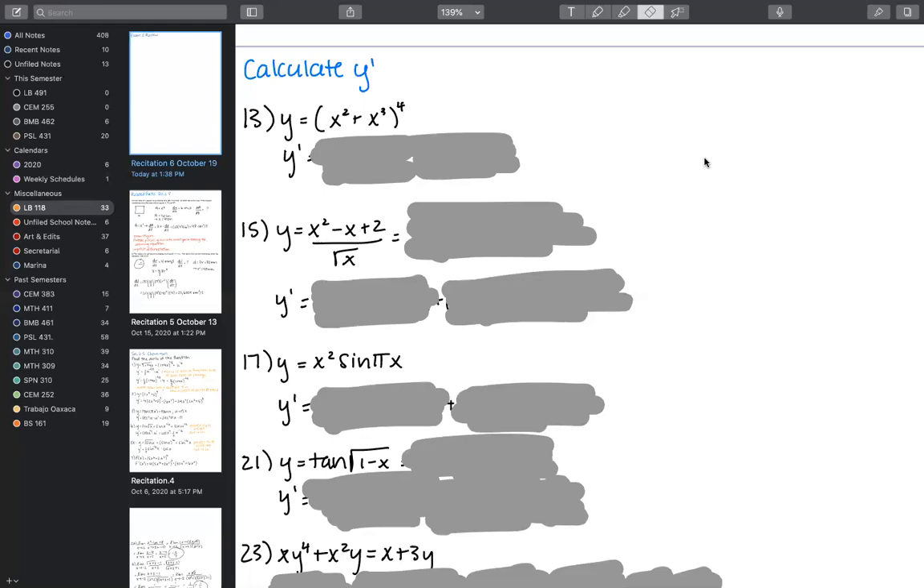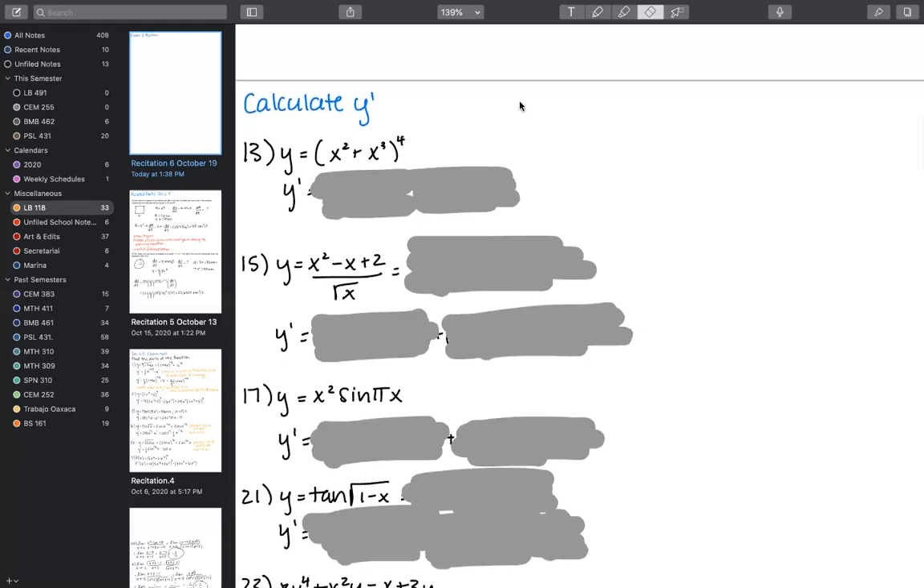So starting with these differentiation problems, the textbook just says calculate y prime. And I point that out because we will do an implicit differentiation problem. And so just bear in mind that the only instruction you're given for these problems is to calculate y prime, to calculate the first derivative.